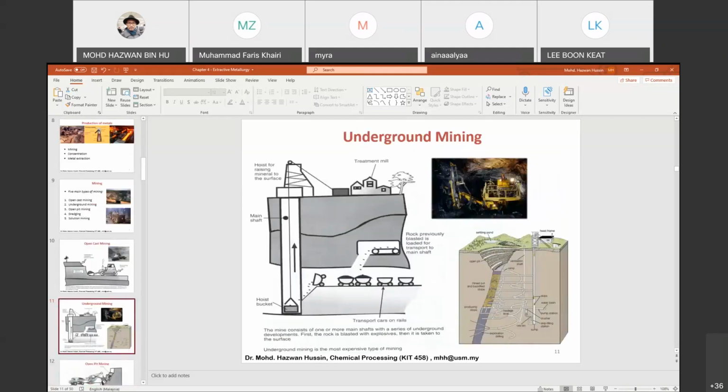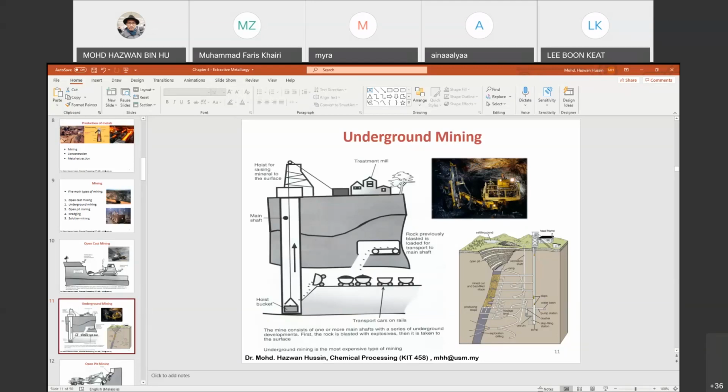Underground mining is another method. I'm not sure whether we have underground mining in Malaysia, but in Sungai Lembing, near Pahang, you will notice that there's a tunnel that is used for mining. Of course, for this kind of mining, a tunnel or underground hole will be produced. The mine consists of one or more shafts with a series of underground developments. The rock is first blasted with explosives and then taken to the surface.